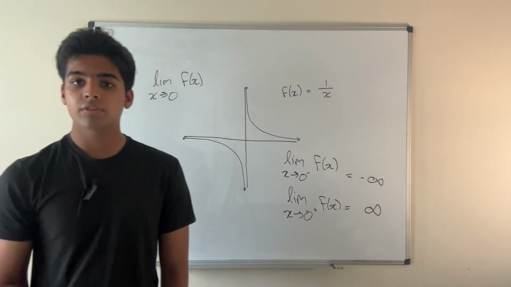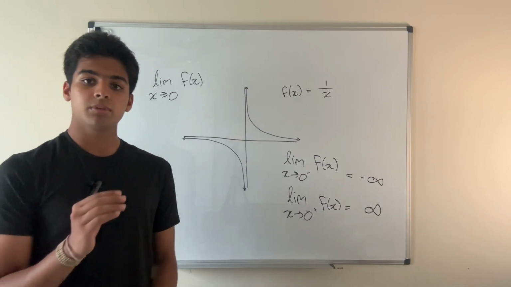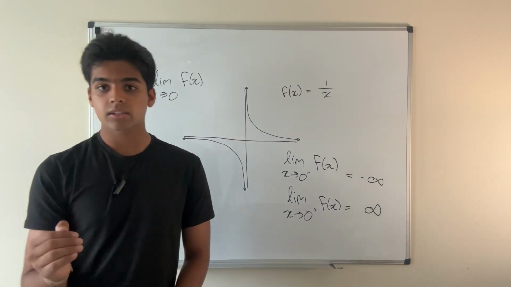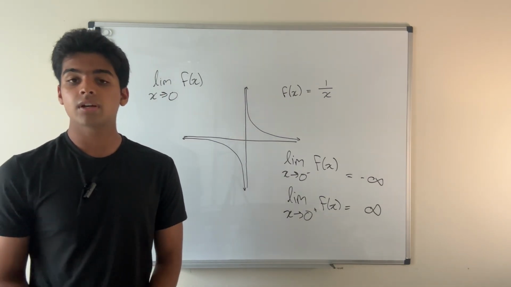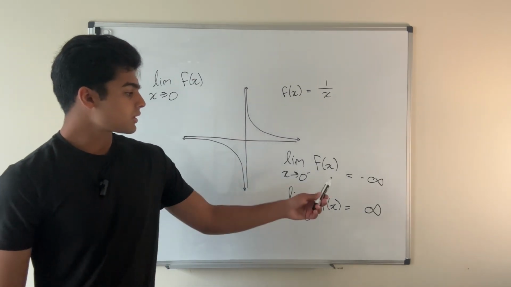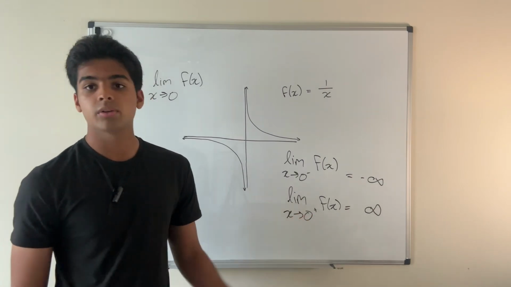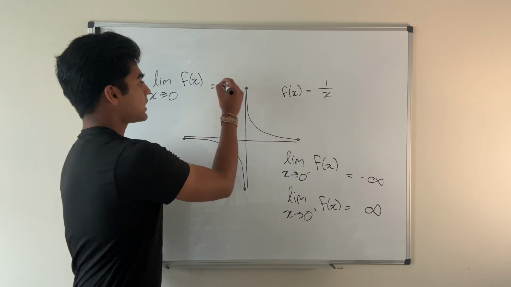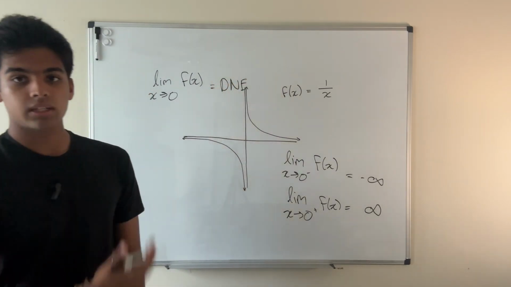And if we remember the definition of a limit, a limit only exists if the limit as x approaches that number from the right and from the left are equal. If they're not equal, then the limit will not exist. So since from the left it evaluates to negative infinity and from the right it evaluates to positive infinity, they're different, so that means this limit does not exist.